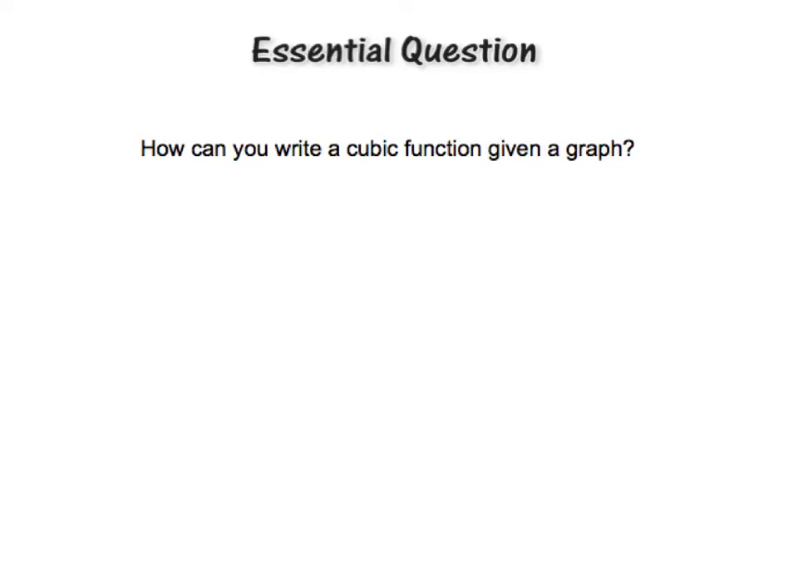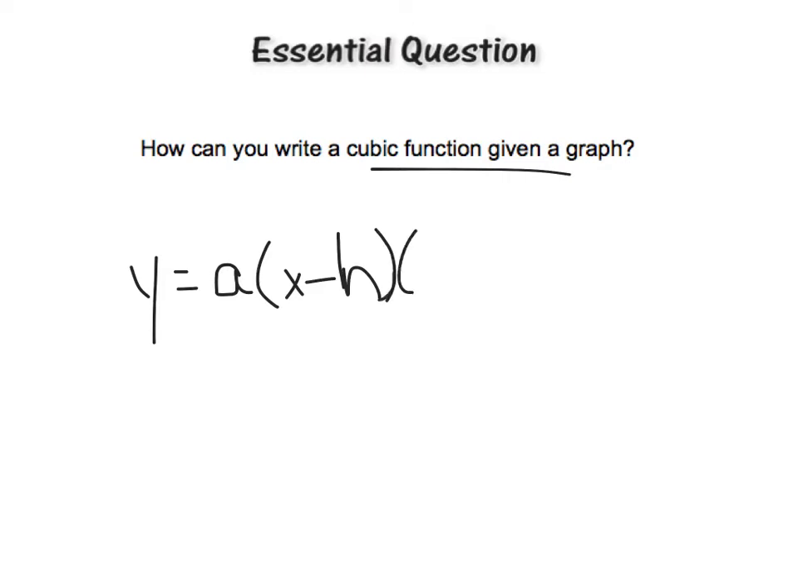Okay, today we are going to write a cubic function given a graph. Well, the first thing we want to make sure we remember is the formula for what a cubic function should look like when we are all done. And basically it should be in the form y equals a times (x minus h) times (x minus j) times (x minus k).